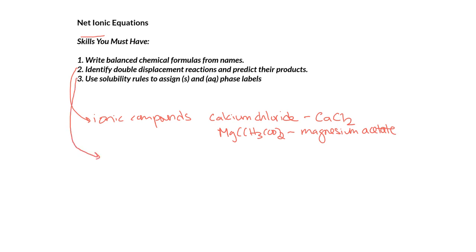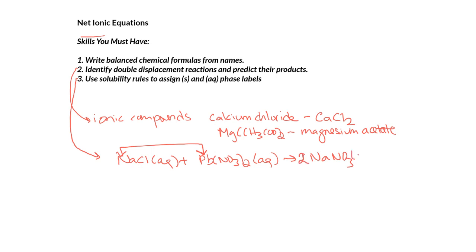Secondly, you need to be able to identify double displacement reactions. So when I put two ionic compounds together, you need to recognize that because they're ionic, it's a double displacement reaction and they will switch their ions and be able to come up with balanced chemical formulas. Two of these and one of these.